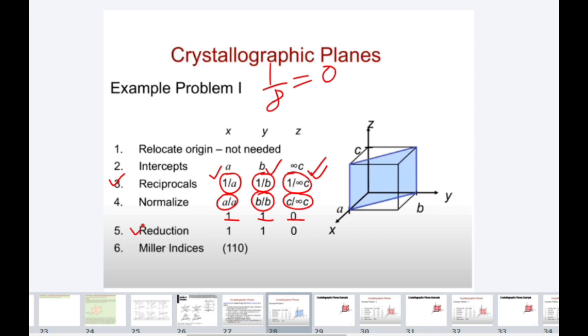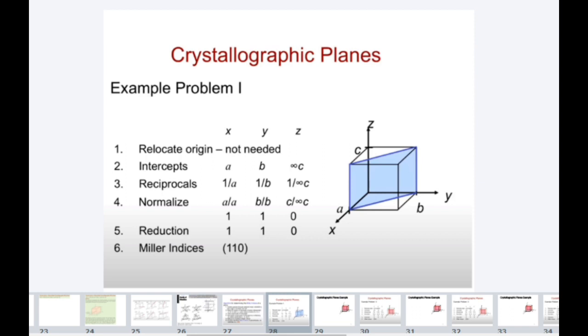Now reduction means if there is a fraction or decimal, we want to make it a full integer, but there is none, so we don't need reduction. We will write just 1, 1, and 0. And the Miller indices, the final plane representation, is (1 1 0) with this small bracket. This is how we represent a plane.